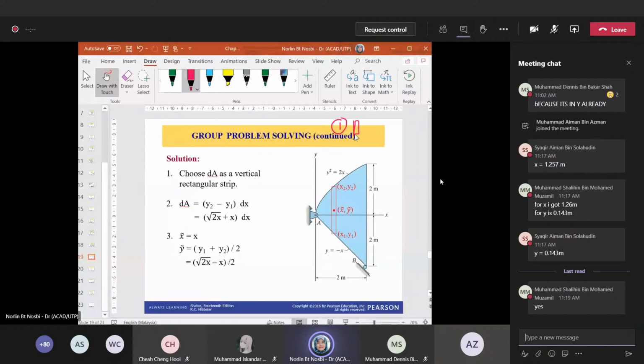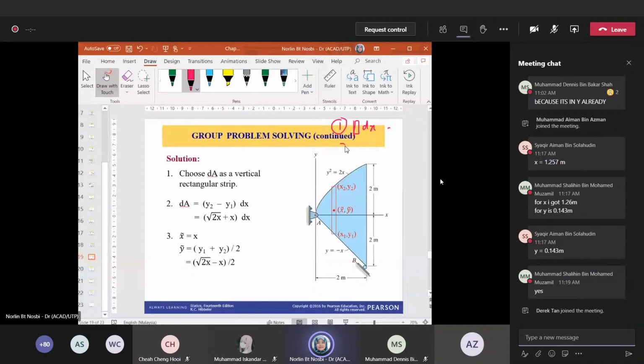If you use vertical, so it will be dx. And then this question is based on center of area, so it will be dA. Second step, dA equals to what?